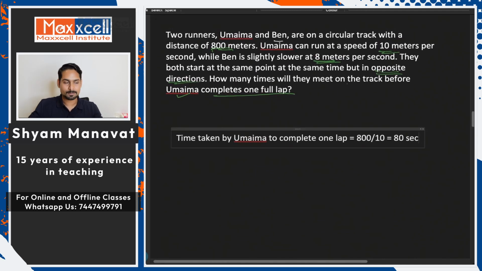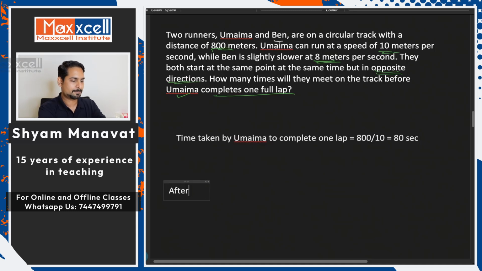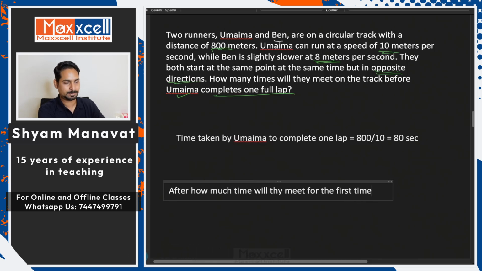So first let's find out after how much time will they meet for the first time. Okay, and then we will say that they keep meeting after that much time again and again, right? Because the lap length is the same and the relative speed will also be the same.